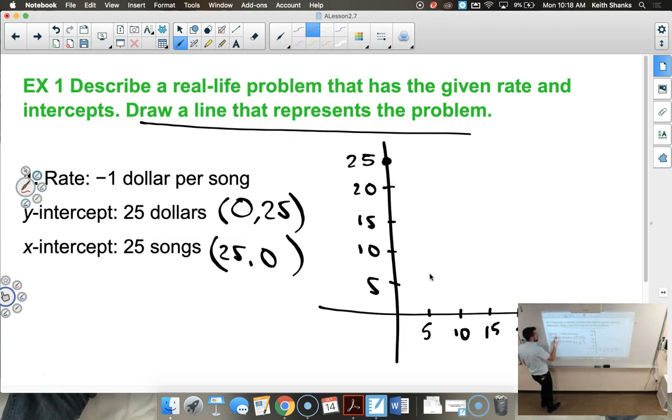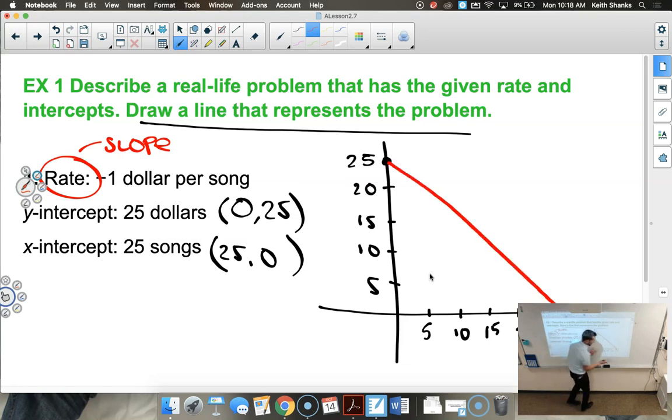let me say this, let me do this. The rate is another word for slope. Slope is sometimes called rate of change. Okay, so slope. So it's going down 1. So it goes down 1 over 1, down 1 over 1. If I go down 25, how far over should I go? 25, right? There's my line. So they want me to graph.